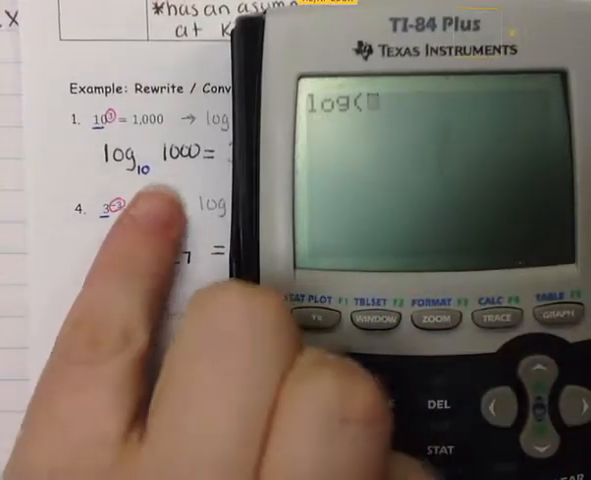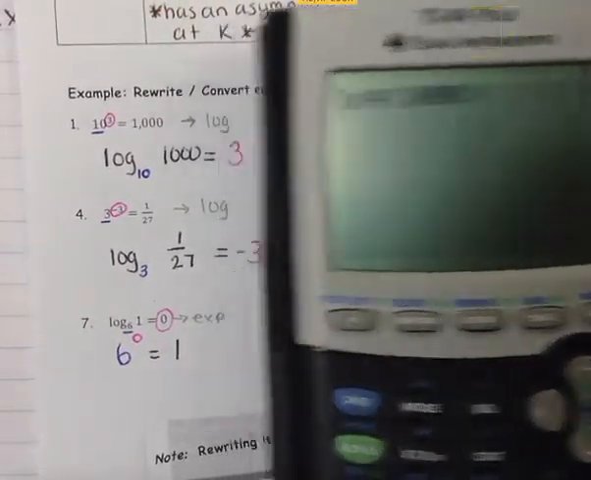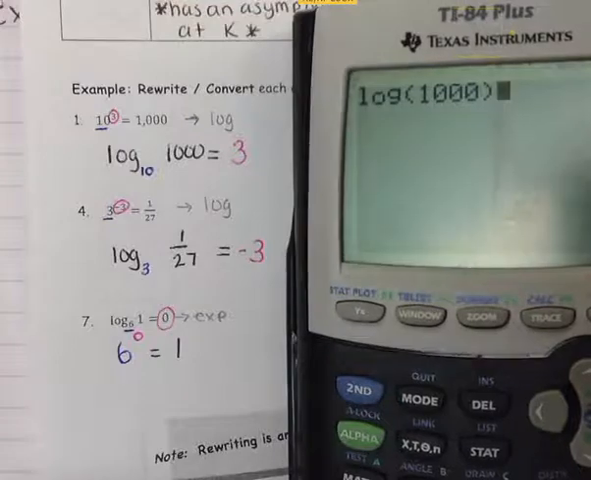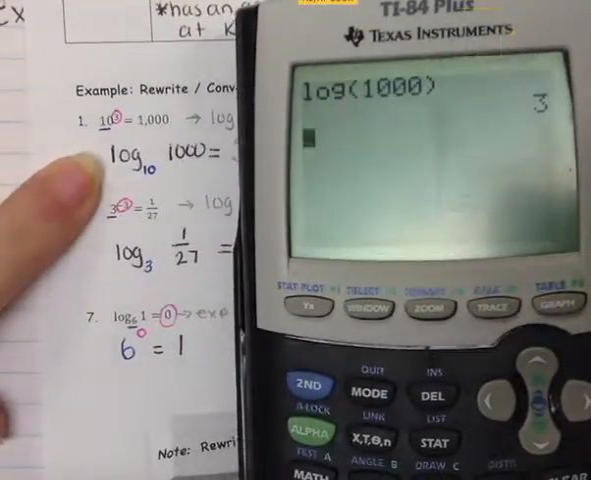So I can type in that 1,000 into my parentheses. And then I'm going to close my parentheses. And when I press enter, it should give us 3. And it does. What that means is that we did write this correctly in our log form.